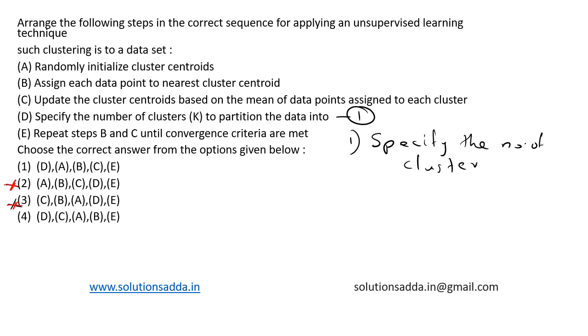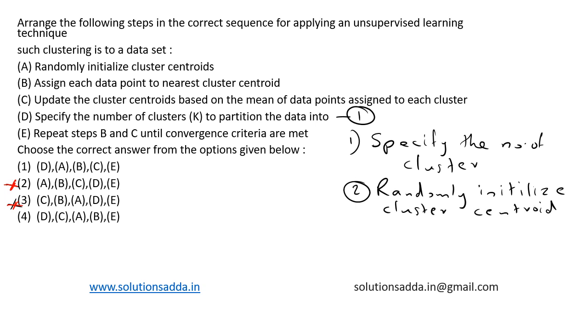Then the second step is we randomly initialize the cluster centroids. In this step, based on the data points, we randomly take a data point as the center of that cluster and we initialize it. Then we assign each data point to the nearest cluster.